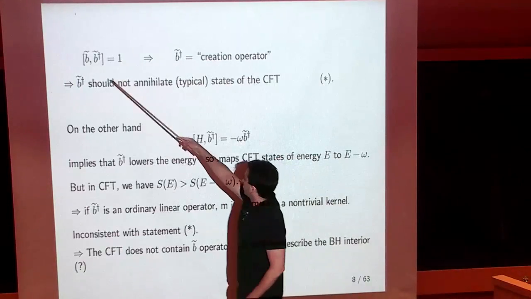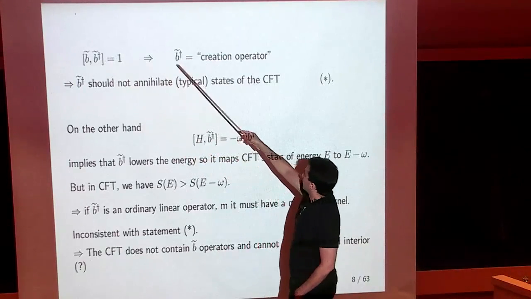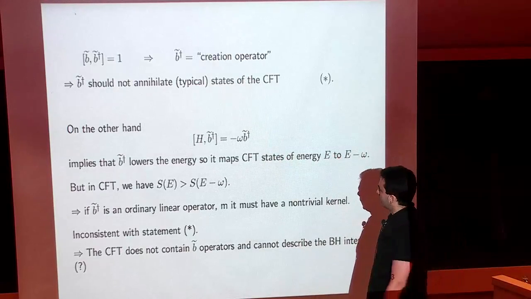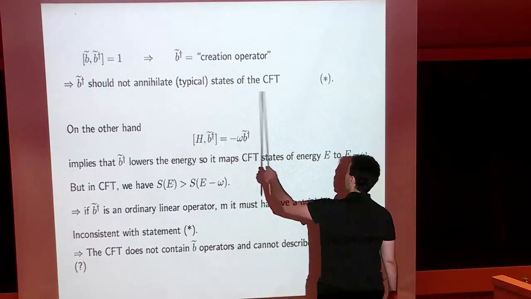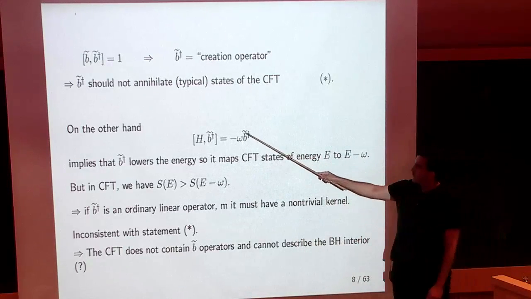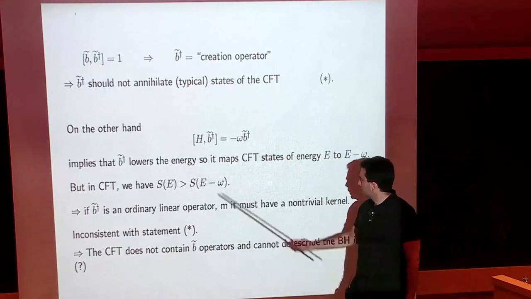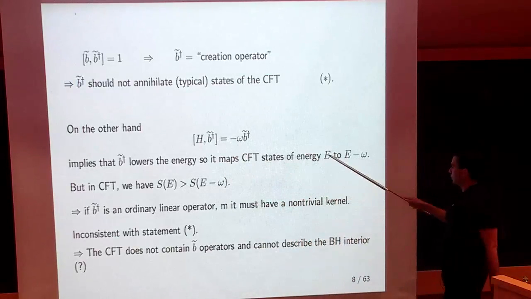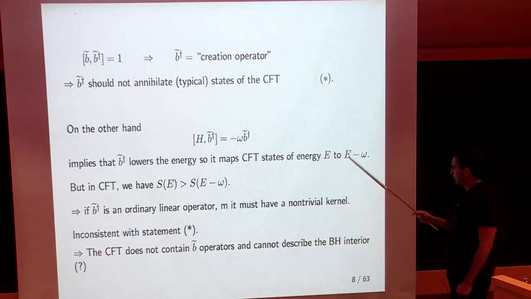From the canonical commutation relations, we see immediately that B tilde dagger acts like a creation operator, which means that B tilde dagger should not annihilate typical states of the conformal field theory. On the other hand, from this commutation relation, we notice that B tilde dagger lowers the energy of the CFT. So it maps CFT states of energy E to CFT states with energy E minus omega.